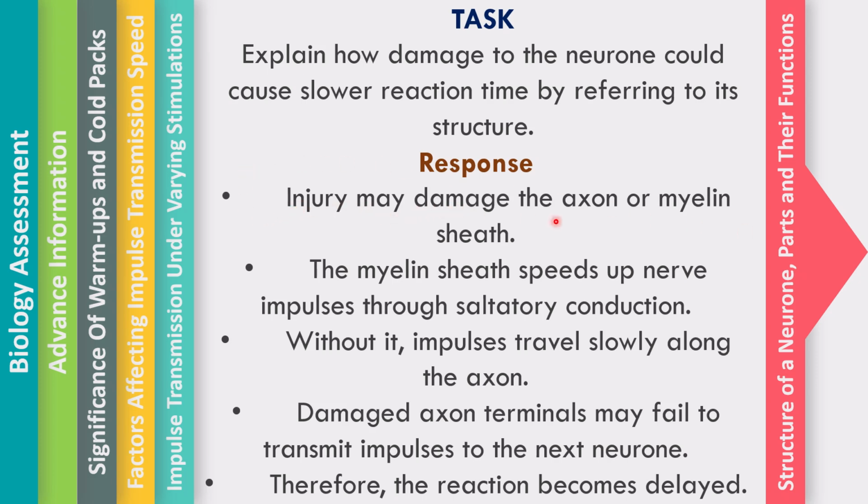Injury may damage the axon or myelin sheath. The myelin sheath speeds up nerve impulse through saltatory conduction. Without it, impulses travel slowly along the axon. Damaged axon terminals may fail to transmit impulses to the next neuron. Therefore, the reaction becomes delayed.